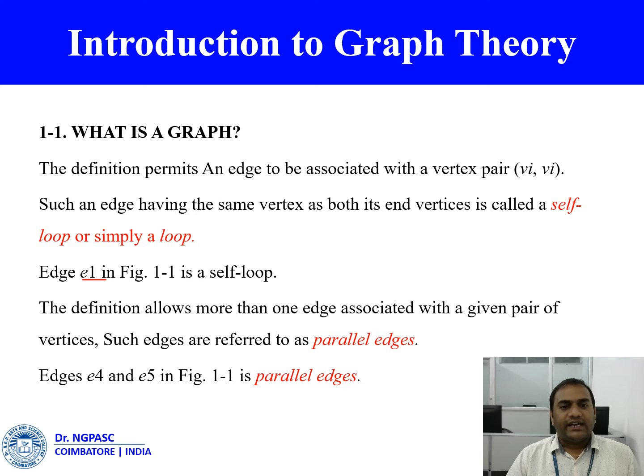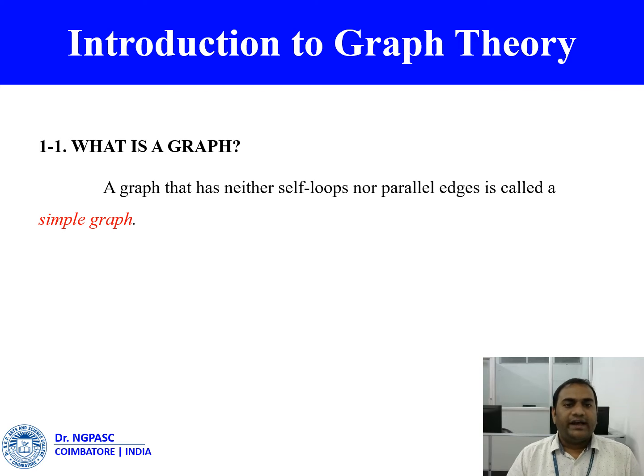Okay. Next, parallel edges. The definition allows more than one edge associated with a given pair of vertices. Such edges are referred to as parallel edges. In the above figure, edges E4 and E5 are parallel edges. Next, simple graph. A graph that has neither self loop nor parallel edges is called a simple graph.